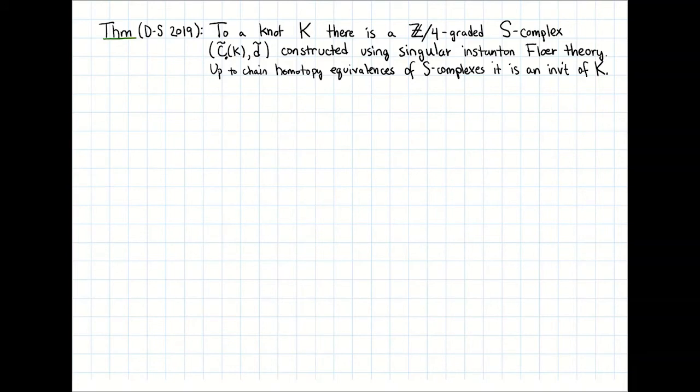To a knot K, we construct a Z mod 4 graded S complex, which we call C tilde of K, and it's constructed using singular instanton Floer theory, motivated by the ideas described earlier. As usual in Floer theory, the construction depends on a few choices, like a metric and a perturbation. But the S complex we get is an invariant of the knot K up to chain homotopy equivalences of S complexes.